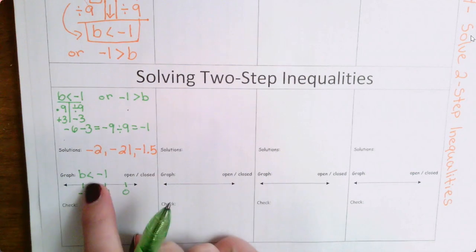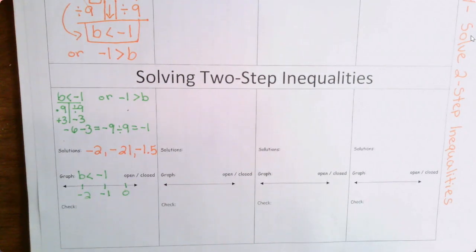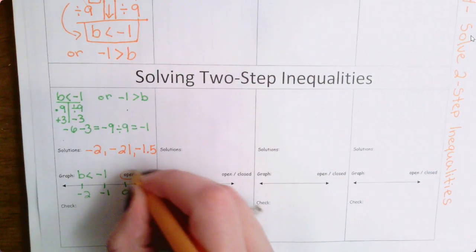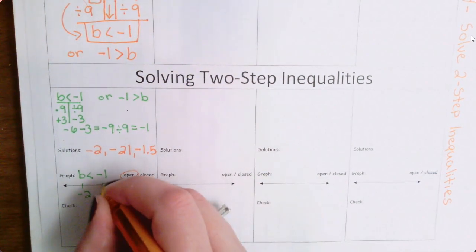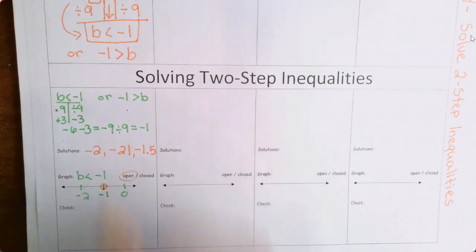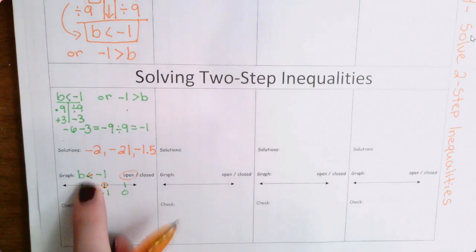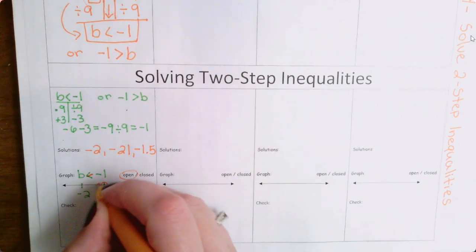Now when I graph this, I have to make sure I know which type of circle I'm going to use. This does not have a line under my inequality sign, so it would be an open circle. And so then I will draw the open circle on -1. And because I have this written with my variable on the left-hand side, I can use that inequality sign to draw my arrow to show me which way to shade in my number line. So I'm going to shade to the left.